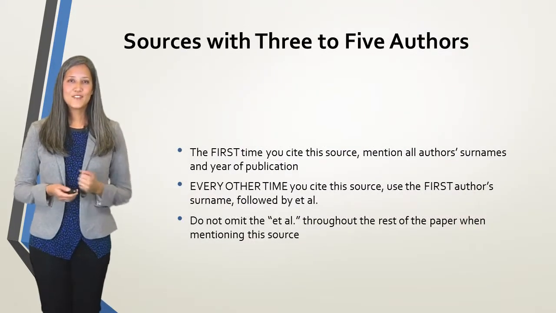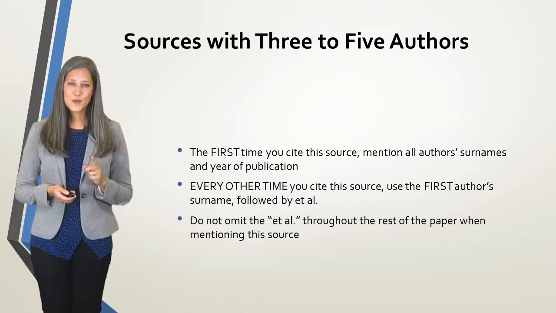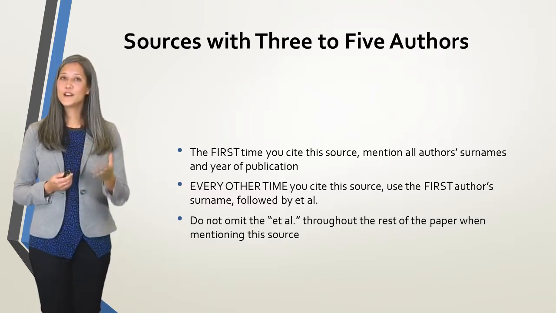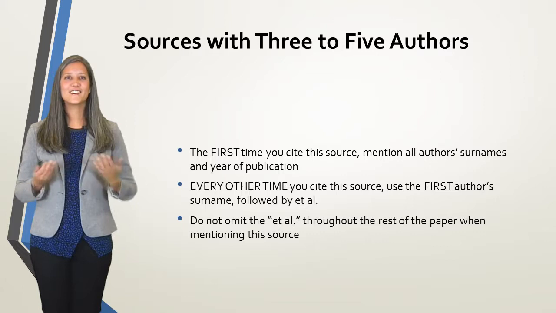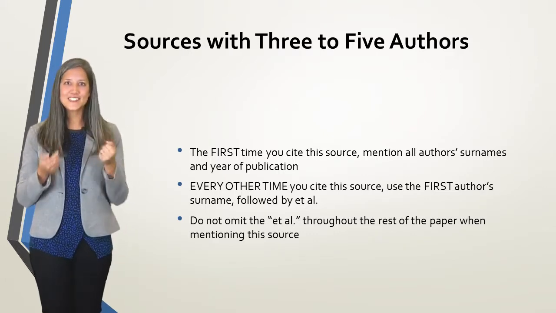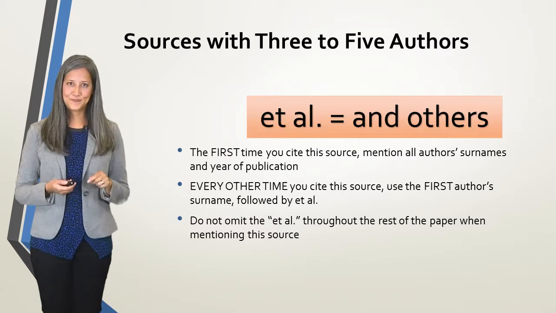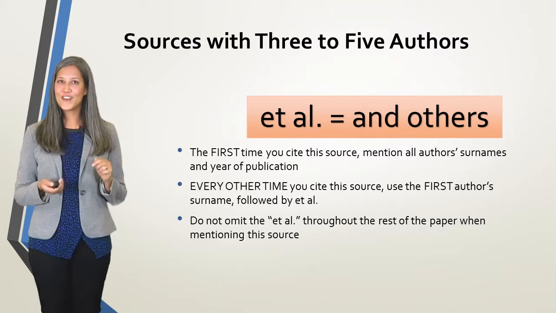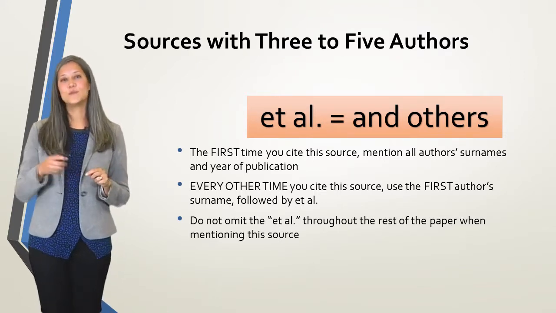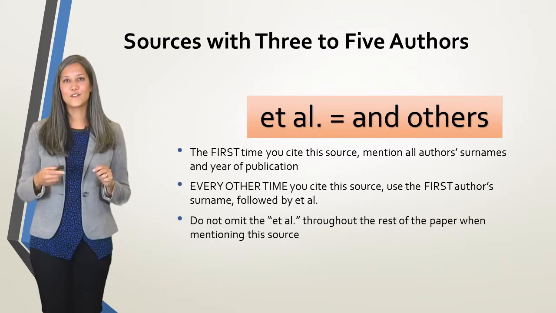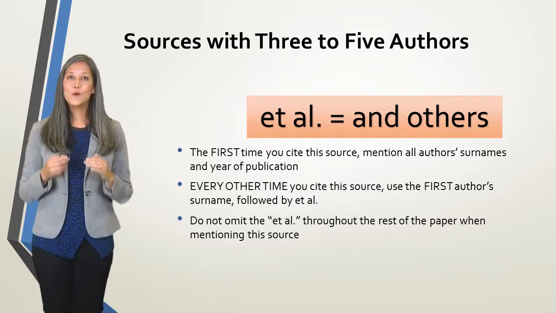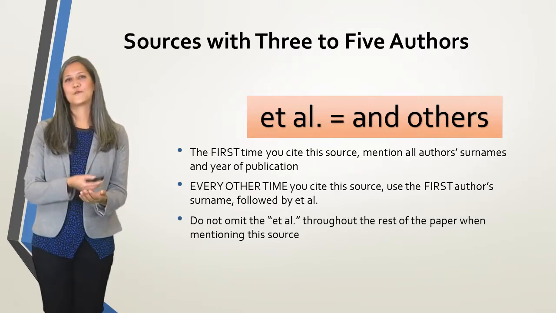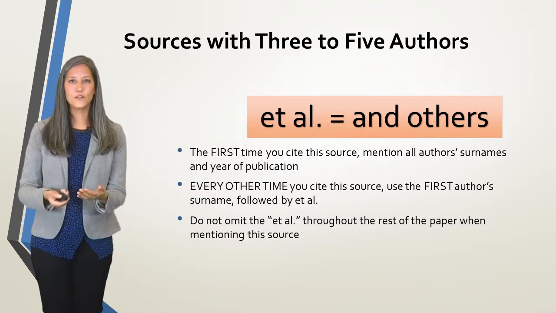When a source has 3 to 5 authors, the first time you mention this source, you mention all the authors' last names. Give credit where credit is due. Citations are like a currency from a researcher's perspective. We want to see our name in print. But because the citation can become quite long when there are more than 2 authors on a source, after that first citation, we switch to using the abbreviation et al., which is Latin for "and others." Now we are still signaling to the reader that this source has multiple authors, but we don't have to write out every name over and over again.